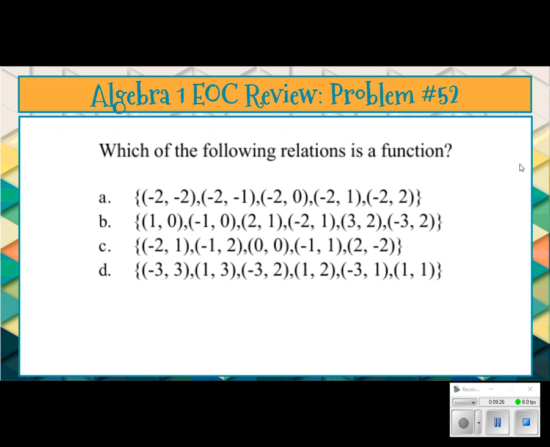All right, here's problem number 52. Which of the following relations is a function implies that there are 3 that are not. So remember, in order to be a function, you cannot have repeating x's. So A is out. I see a repeating x. Hey, B looks good. Let's check the others. We've got -1 and -1, a repeating x, so C is out. D is also out. There's 2 -3s, so B is a function.